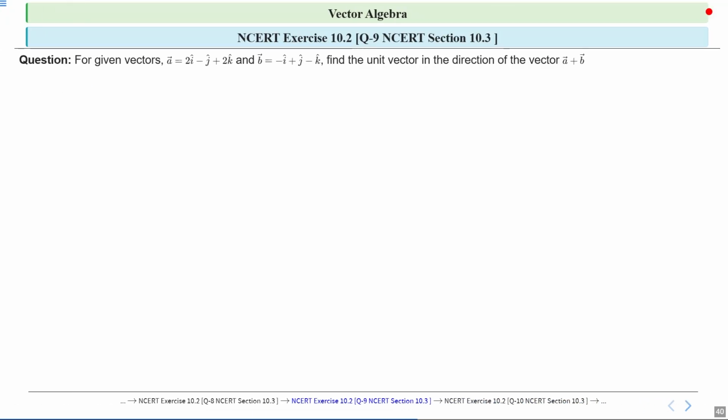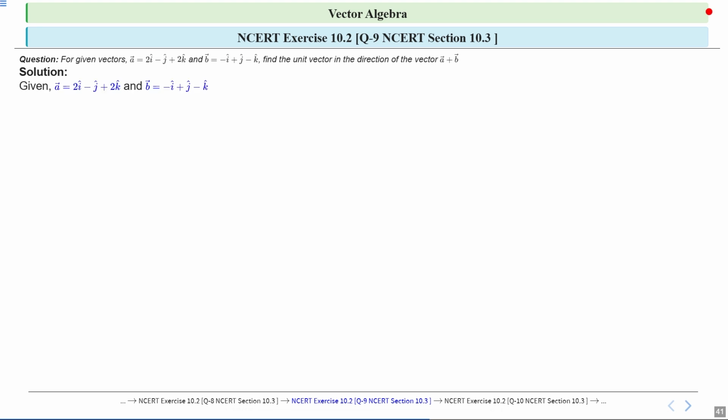Next, NCERT exercise 10.2 question number 9, which says for given vectors a vector equal to 2 i cap minus j cap plus 2 k cap and b vector equal to minus i cap plus j cap minus k cap, find the unit vector in the direction of the vector a vector plus b vector. So for given vectors a vector equal to 2 i cap minus j cap plus 2 k cap, and b vector equal to minus i cap plus j cap minus k cap, find the unit vector in the direction of the vector a vector plus b vector.